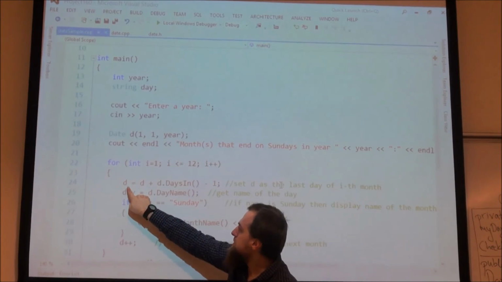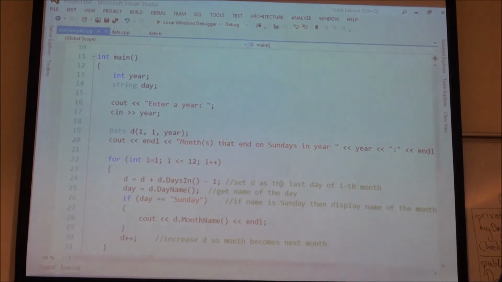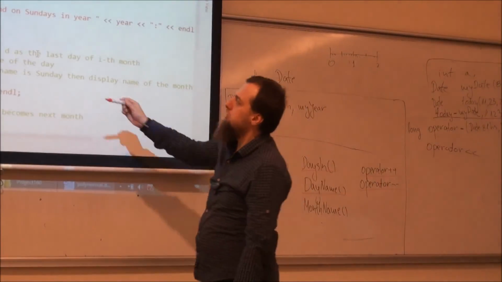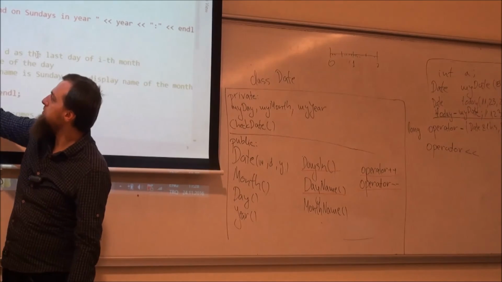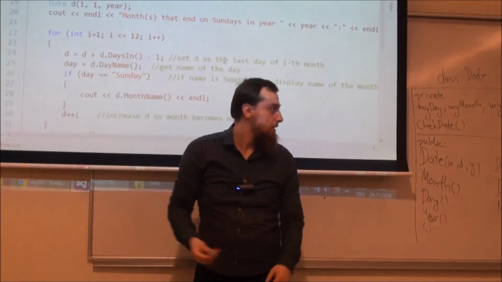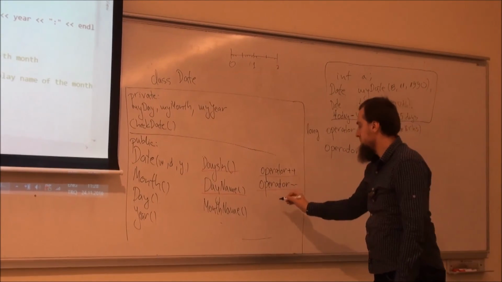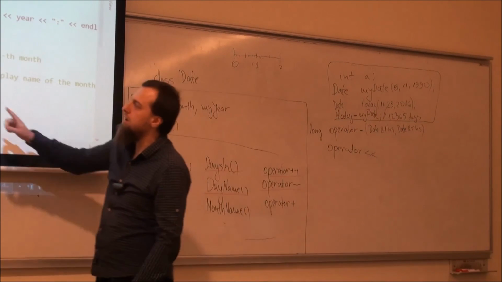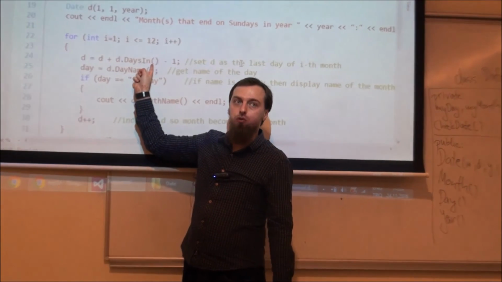Now see, there's something interesting. D is equal to D plus D point days in. Days in is a function that returns the number of days that particular month has. So initially we were in January, first month, and the first month has 31 days. Days in returns 31. When I say D plus, this is the operator plus. I think it was a member function. But anyway, to the initial date D, we add 31 days, because January has 31.